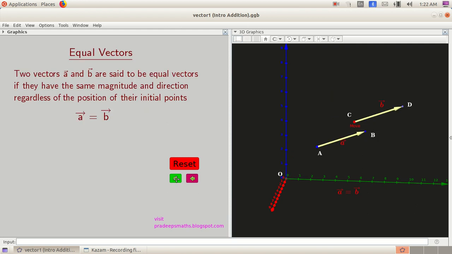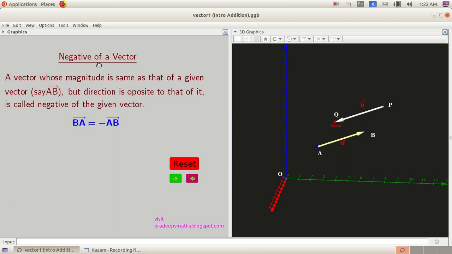Now let's move on to equal vectors. 2 vectors, vector AB and vector CD, have the same magnitude and the same direction. 2 vectors A and B are said to be equal vectors if they have the same magnitude and direction, regardless of the position of their initial points. Vector A and vector B are equal vectors. Let us check by placing this point here on the other. We can see that these 2 vectors are coinciding one on the other, fitting exactly. Therefore, these are equal vectors. Equal vectors means vectors with the same magnitude and direction, regardless of their initial points.